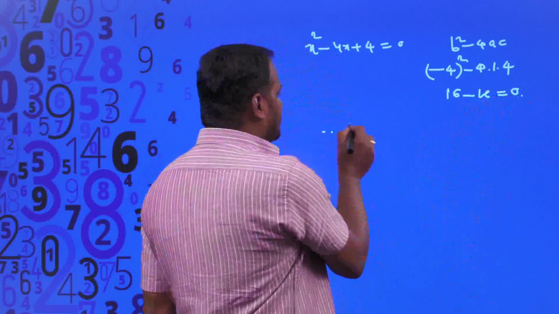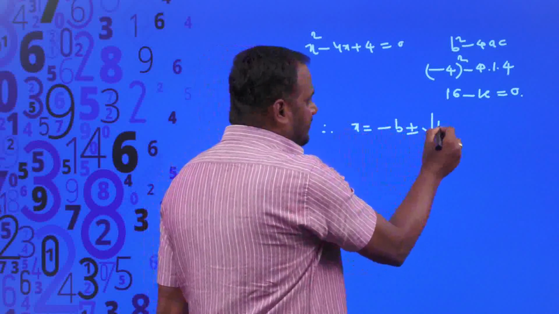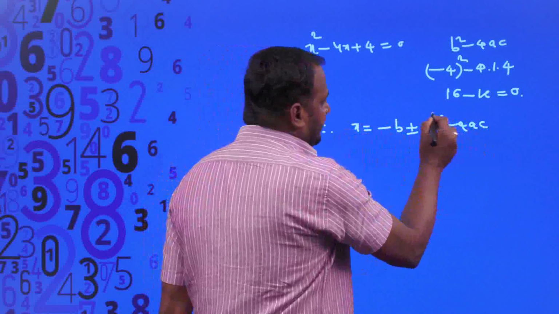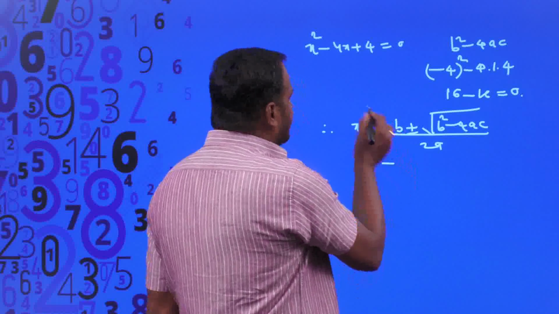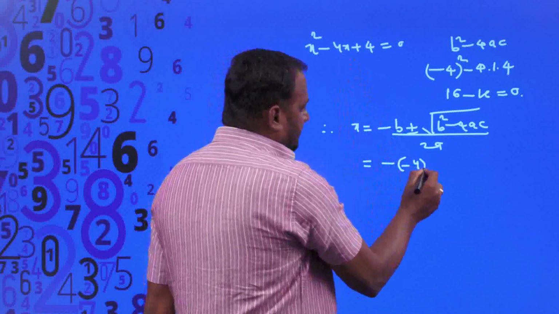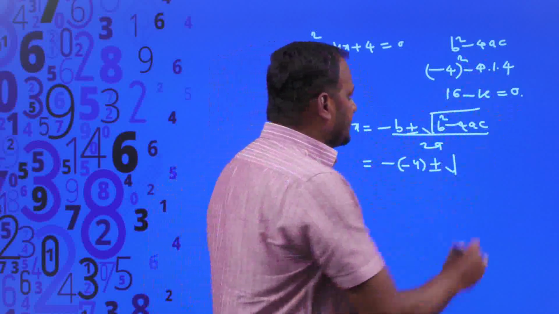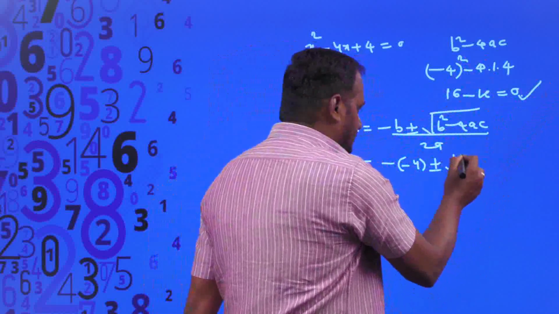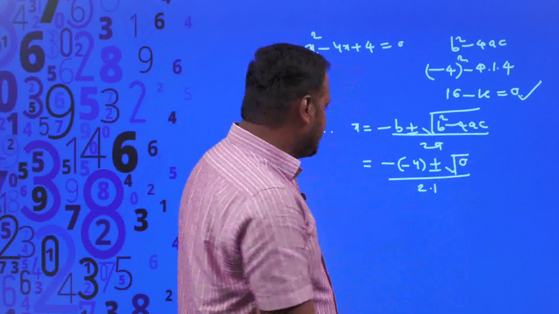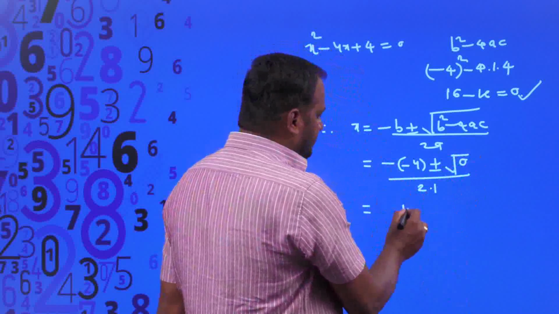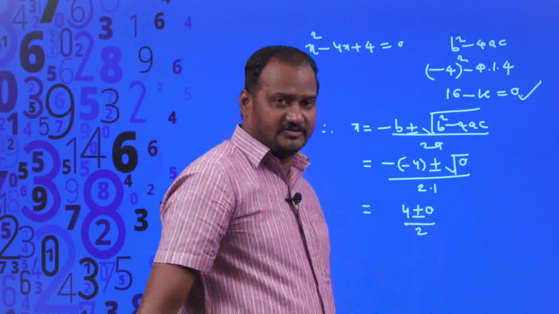Therefore, what are my roots? x is equal to minus b plus or minus square root b square minus 4ac whole divided by 2a will become minus b is negative 4 plus or minus square root, here we got the value of b square minus 4ac is equal to 0, right, which is 0. So 0 whole divided by 2a is 2 into a is equal to 1, right, which is minus of minus 4 equal to 4 plus or minus square root 0 is going to be 0 divided by 4, 2 into 1 equal to 2.